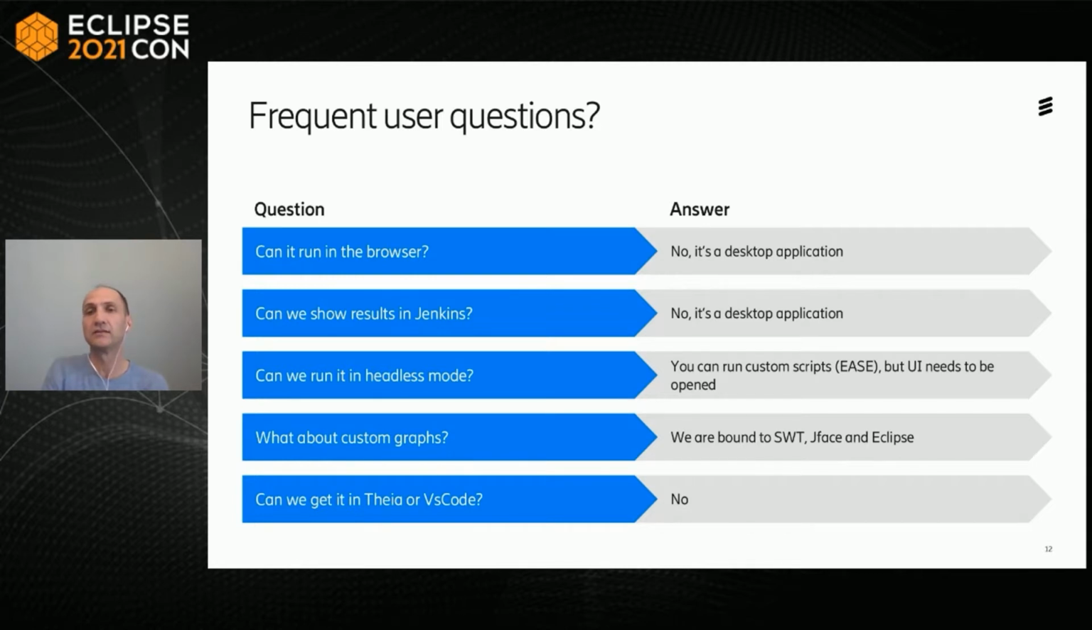It's kind of supported in Trace Compass, but still UI dependencies are there. What about custom graphs or custom libraries? When thinking about visualization, you think about JavaScript libraries and D3. But being an Eclipse application, Trace Compass is bound to SWT and JFace. And so integration with more modern libraries is not possible or not easily possible. And the last question, which I have heard recently, is whether it can integrate with Theia or VS Code. So have an integrated solution with these new IDE types, and that's not possible because it runs on Eclipse.